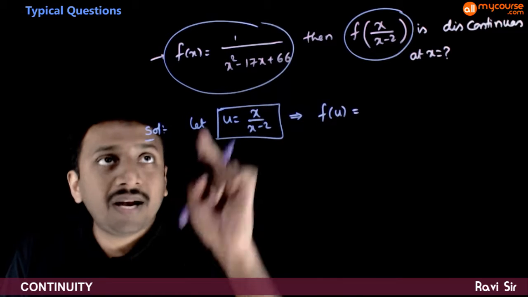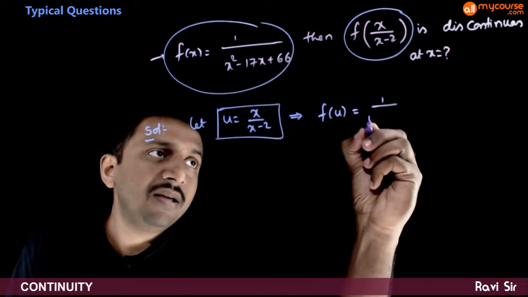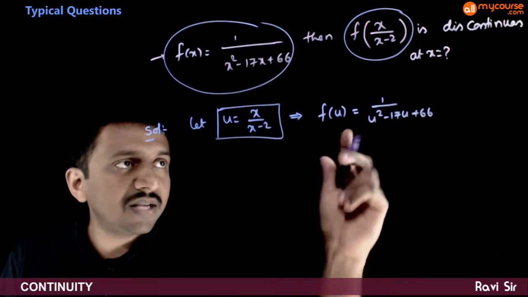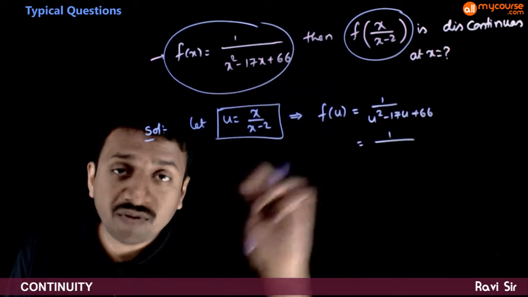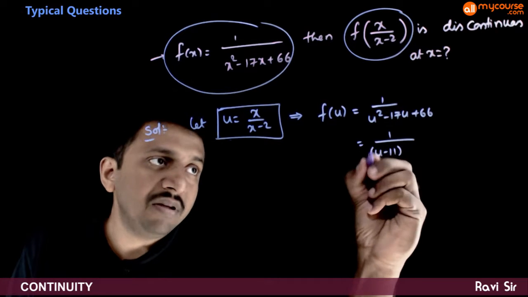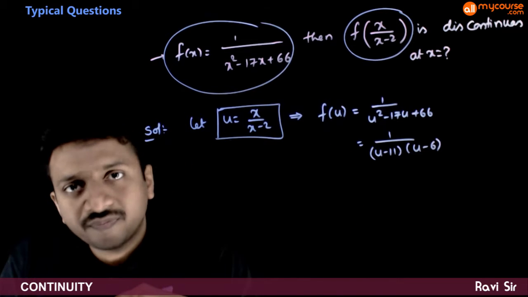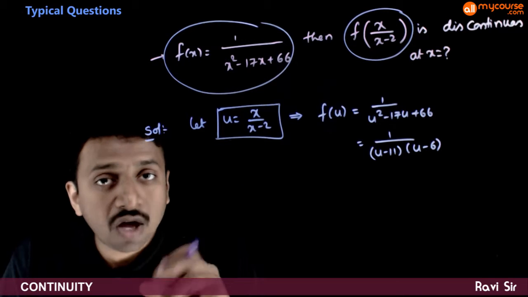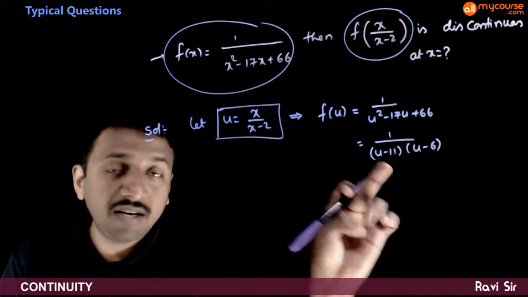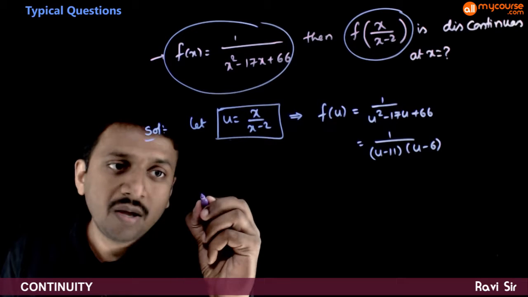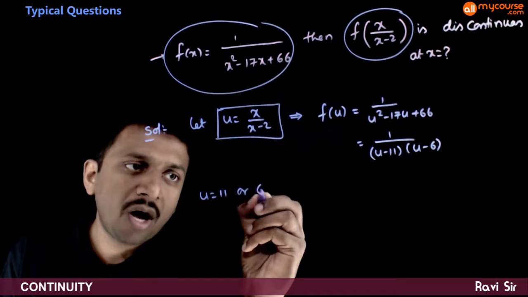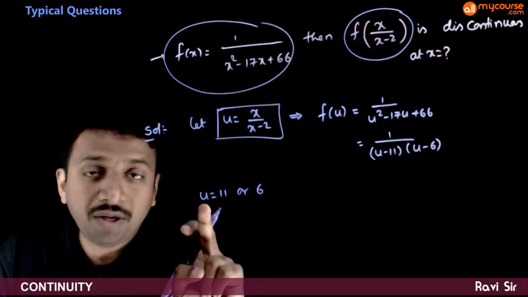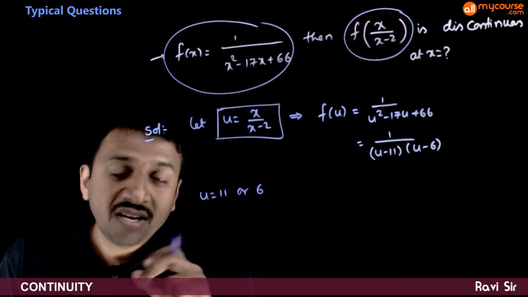F of u is nothing but, according to this function, 1 by u square minus 17u plus 66. So this is a quadratic. You can very clearly see that this can be very easily factorized as u minus 11 times u minus 6. So as you can see, f of u is a rational function. A rational function is always continuous except at the points where the denominator is equal to 0. It is when u is equal to 11 or 6 that f of u has problems of continuity. So when u is equal to 11 or 6, the function is discontinuous.